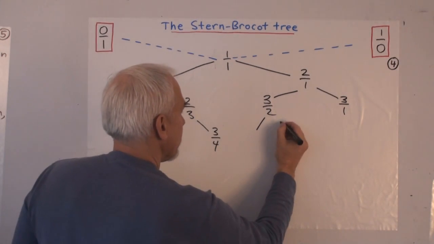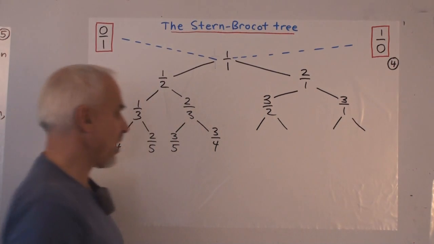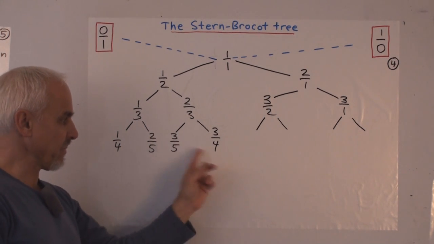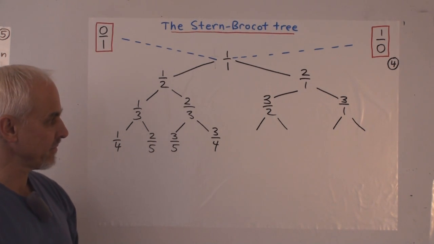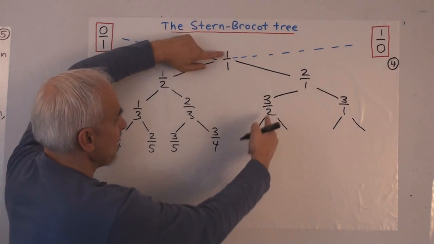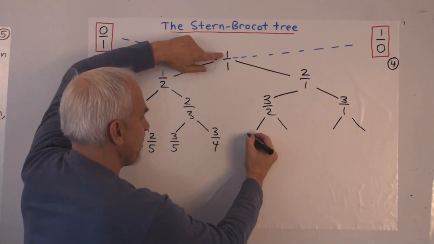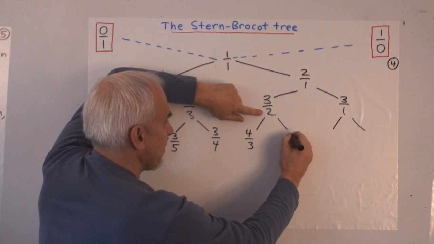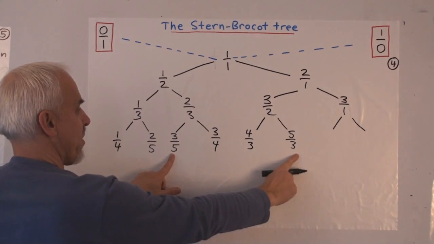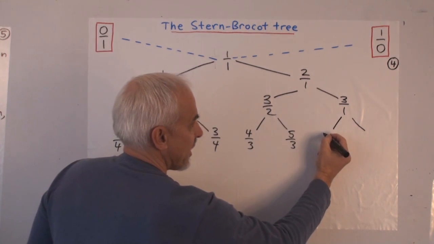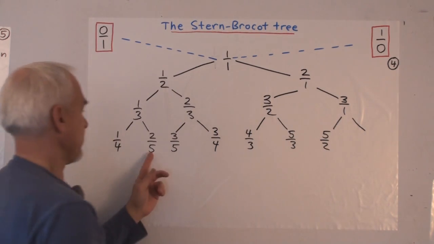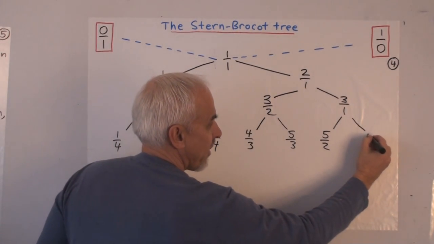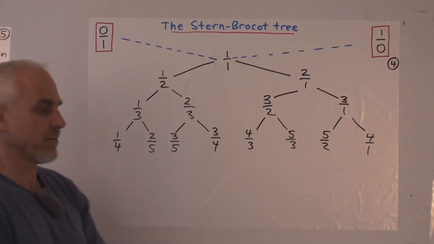And then also this one will have 2 children, and this one will have 2 children. And it's not too hard to see that everything is going to be reciprocated over here. We're going to get the reciprocals of the ones that we got here. Let's check that. The mediant of 1/1 and 3/2 will be 4/3. That's the reciprocal of that one. The mediant between these two is 5/3. That's the reciprocal of that one. Here the mediant is 5/2, which is the reciprocal of that one. And here, the mediant is 4 over 1, which is the reciprocal of this one.